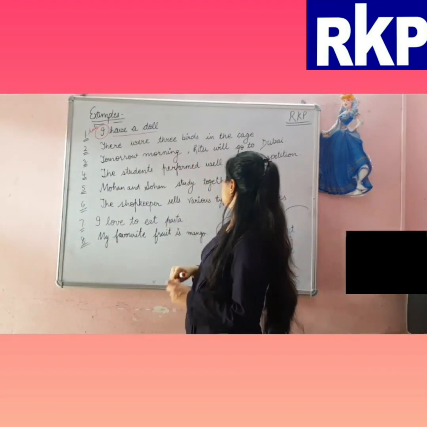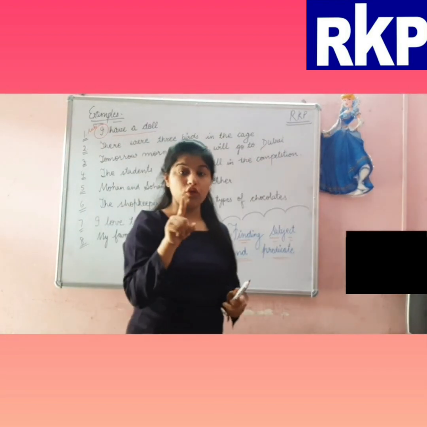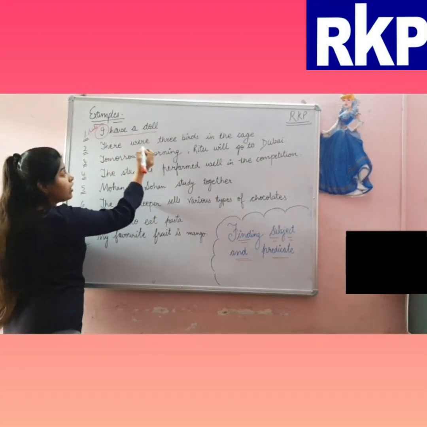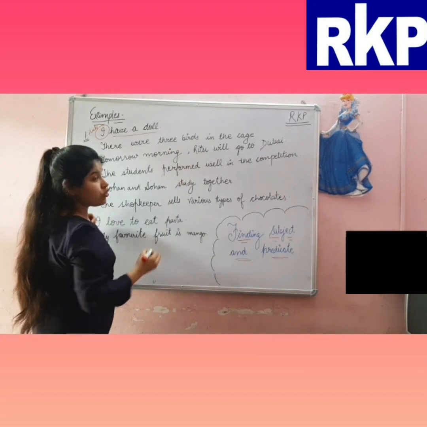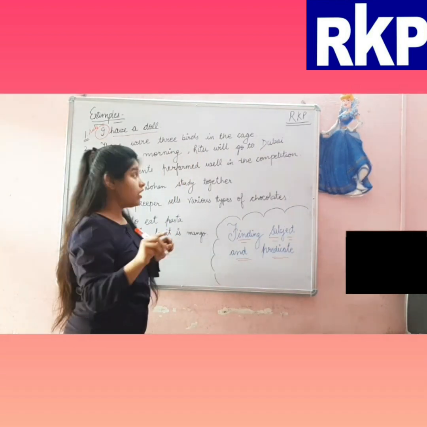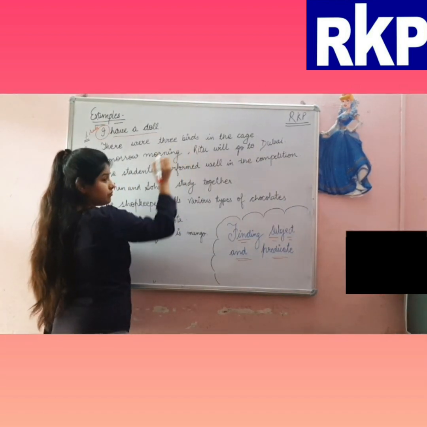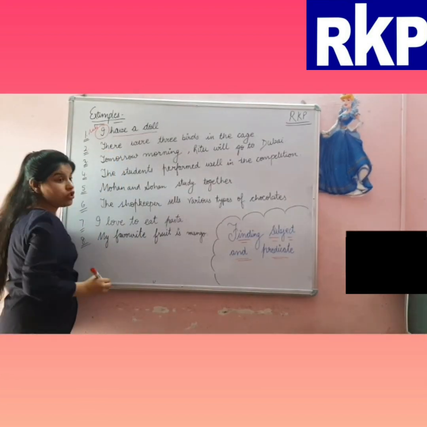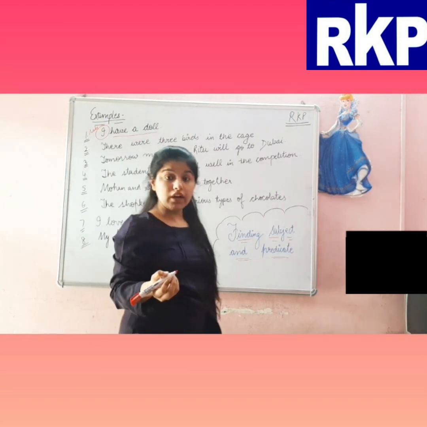There were 3 birds in the cage. Now you have to focus on this sentence very carefully. See, there were 3 birds in the cage. Now here 3 birds is our subject. Do you know why? Because there is not a noun or a pronoun.